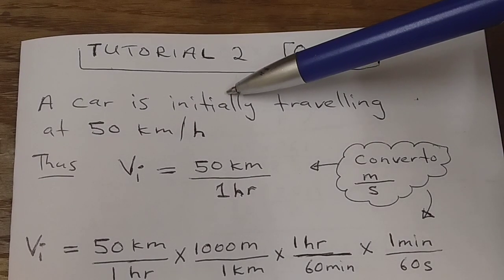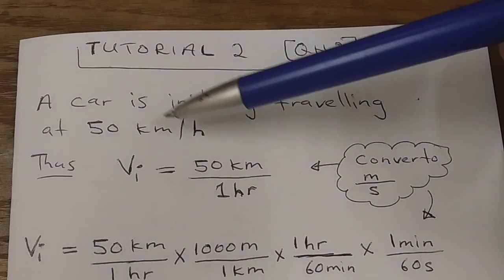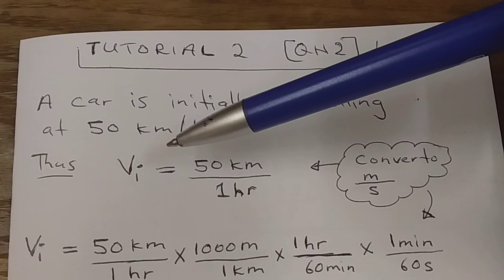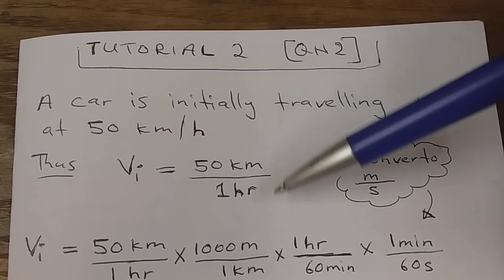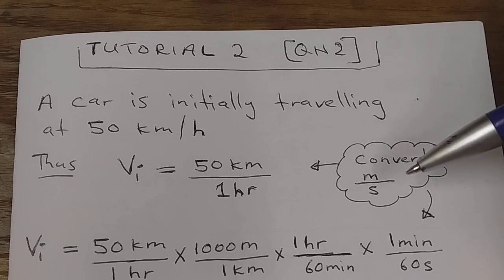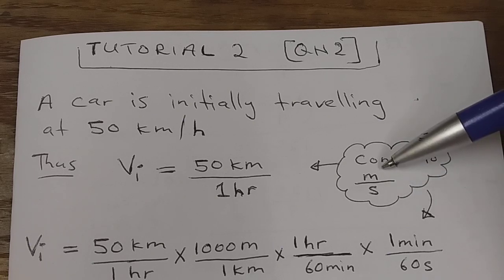We are going to start with this one. A car is initially traveling at 50 kilometers per hour. Thus, V initial is 50 kilometers per hour. So we have to convert this to meters per second first. That's what we are supposed to do. We have to convert it to meters per second.